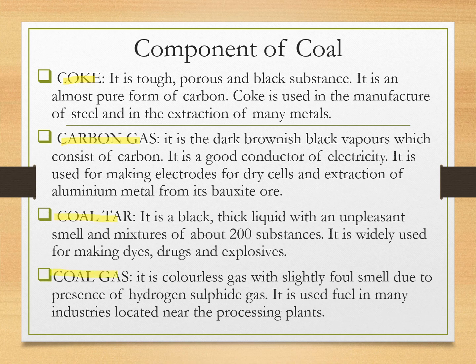Coke is very tough, it has holes in it, and it is black in color. It is an almost pure form of carbon. Coke is used in the manufacturing of steel and the extraction of many metals, like zinc, iron, copper, and tin.